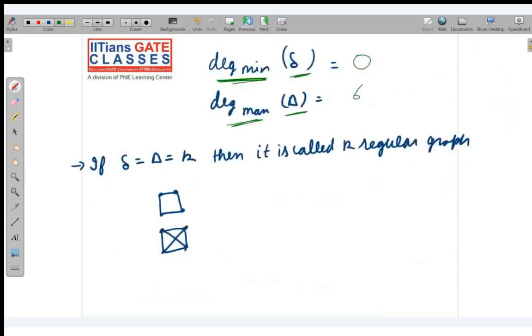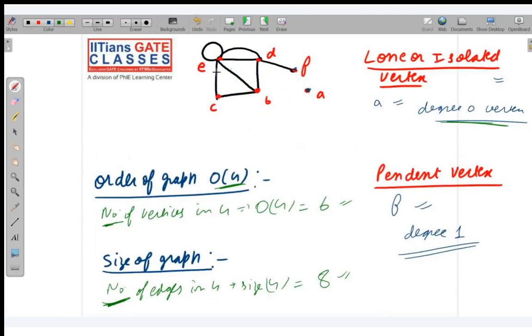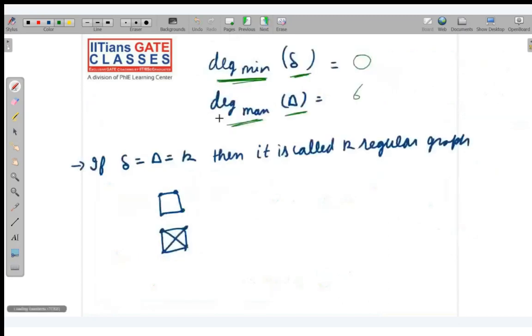Any doubt here? See this: 1 2 3 4, and this is a self loop. So 4 plus 2 is 6. A self loop contributes degree 2. For E, what is the degree? Forget about this and simply count the lines: 1 2 3 4 5 and 6. 6 lines are there on this E. A self loop you count like this: 1 and 2, both. So the maximum degree will be 6.